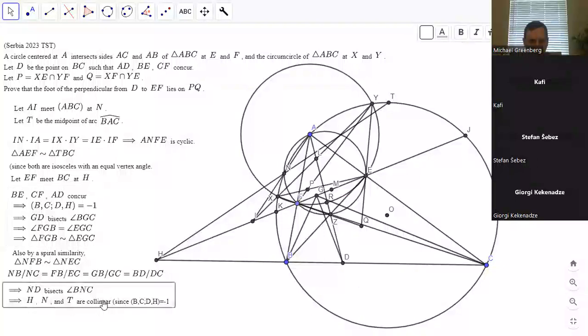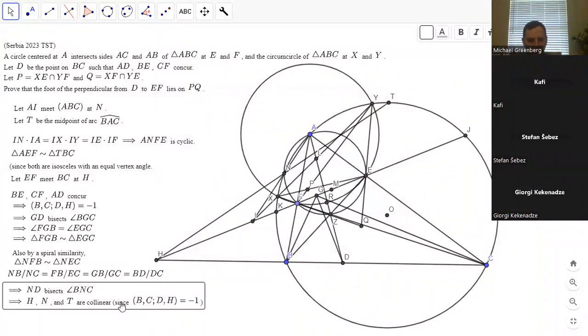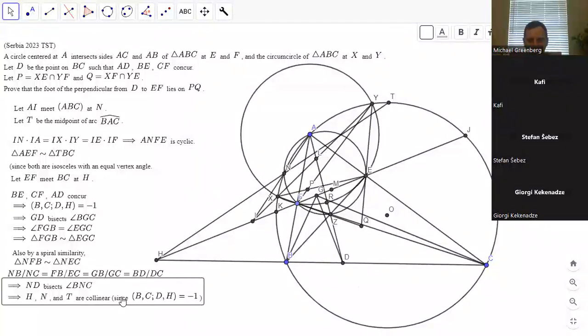That's harmonic. This is harmonic. And then that means I corresponds to H. So basically this means that the figures ANIFGE and TNHBDC are corresponding.